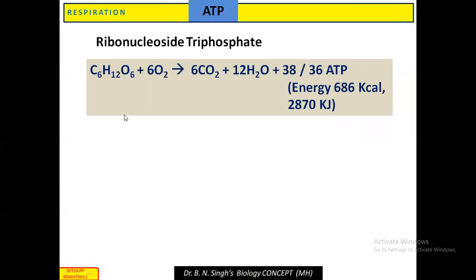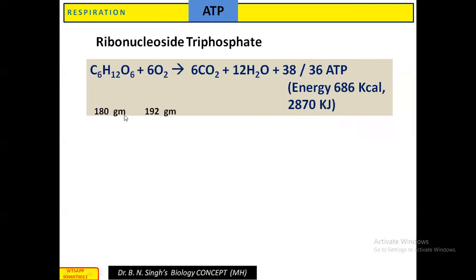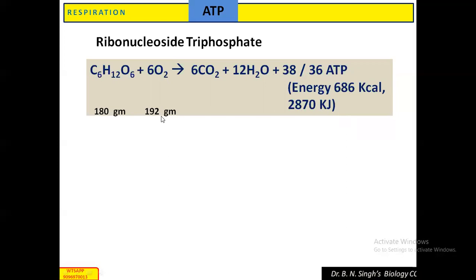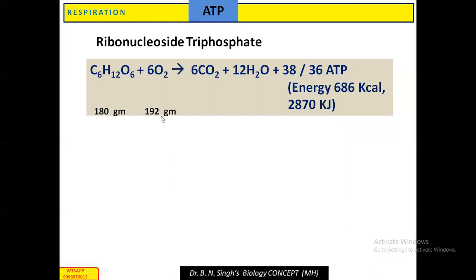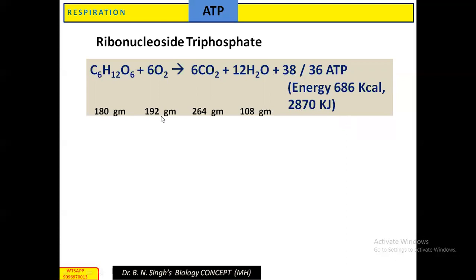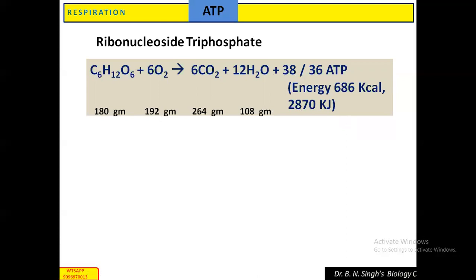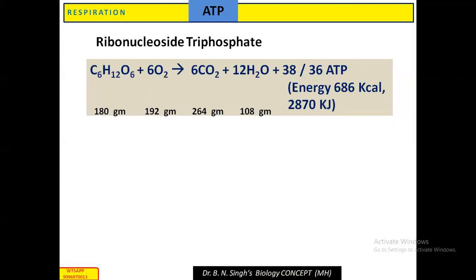Then, what is the gram equivalent weight of this substrate and product? 180 grams of sugar, when it is oxidized by 192 grams of oxygen, produces 264 grams of carbon dioxide and 108 grams of water. This is the gram equivalent equation for aerobic respiration.